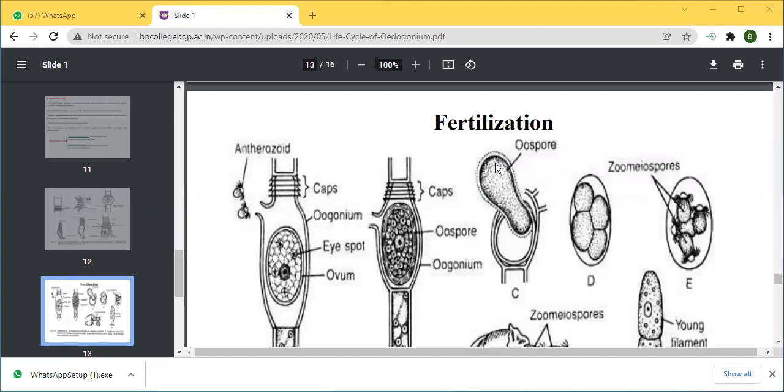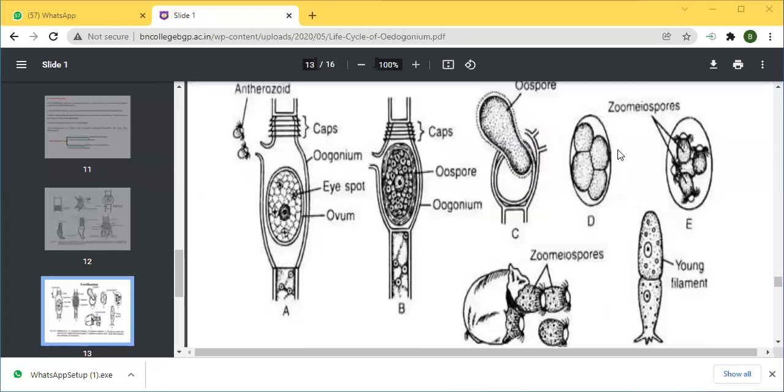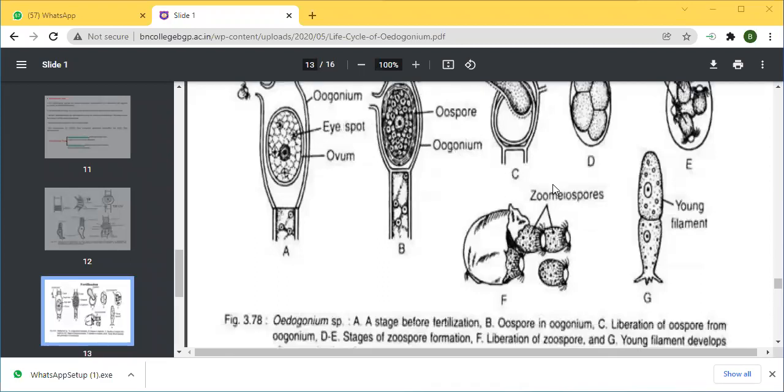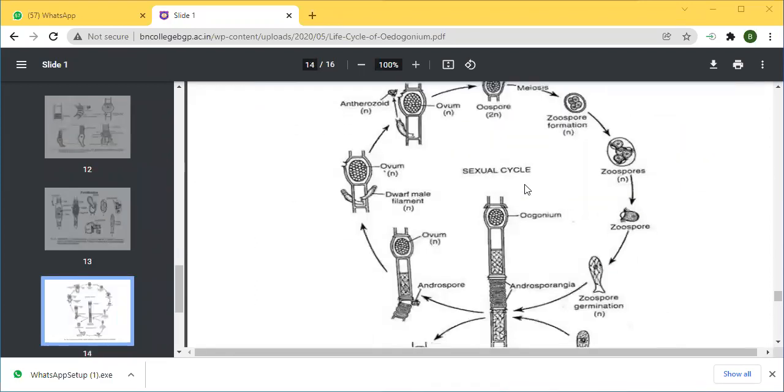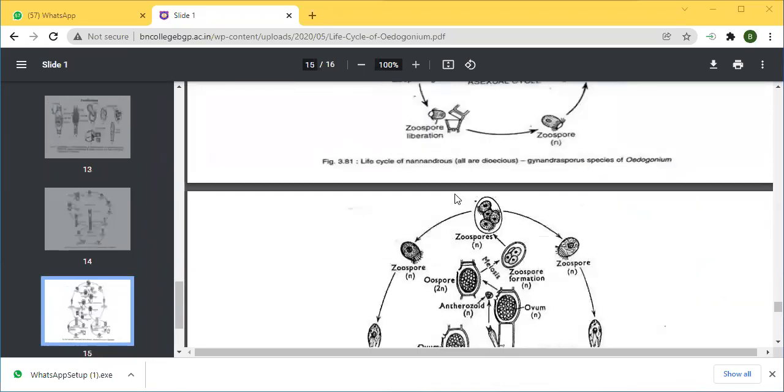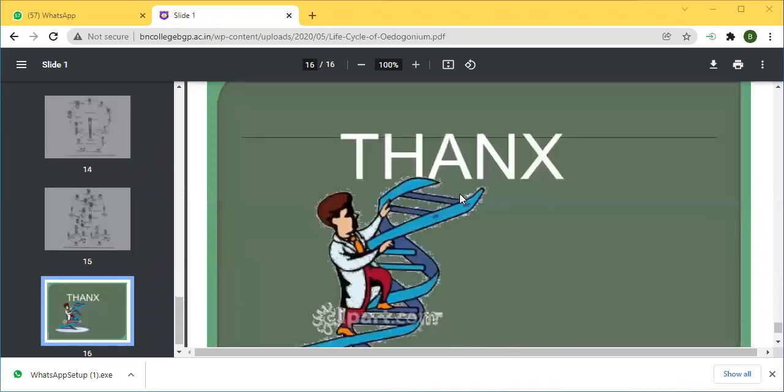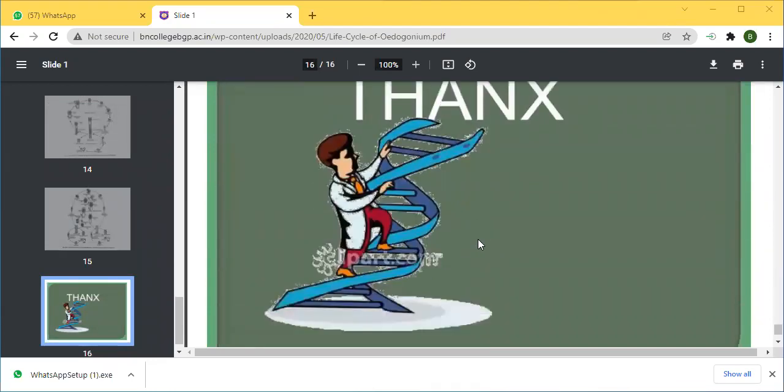Oosphere. See, this is the formation of the oospore, reddish in color, under unfavorable conditions. A very thick layer is present. Where favorable conditions are there, at that time this oospore forms the new Oedogonium plant. This is the total sexual reproduction in both species. Did you understand, girls? Any queries or doubts in Oedogonium?